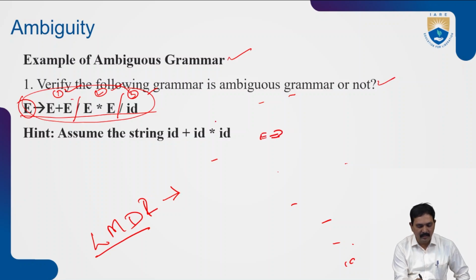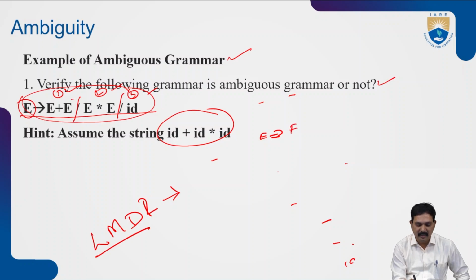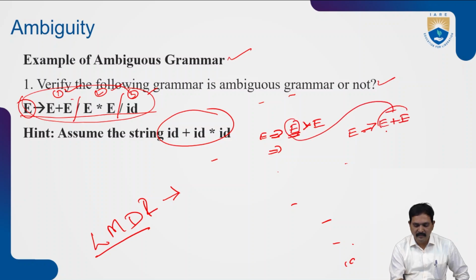from the same string that we want to solve, id plus id into id. I'm trying to get the same input string but starting from a different derivation. Previously I started with E derives E plus E, but here I started with a different leftmost derivation. I'm starting here with E into E. Again, the replacement is on the leftmost variable. Now E, as per the first production, becomes E plus E. So in this case I make a substitution of this E plus E.